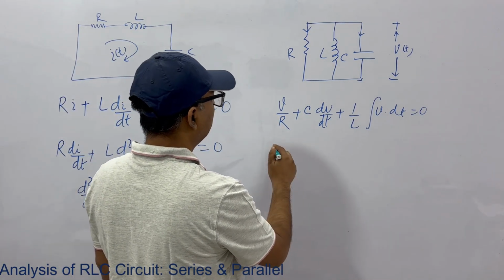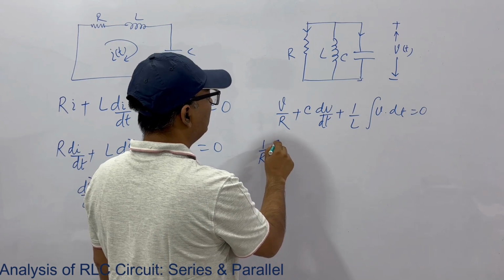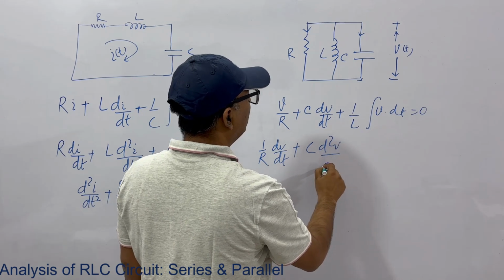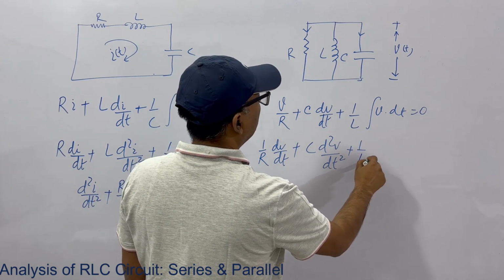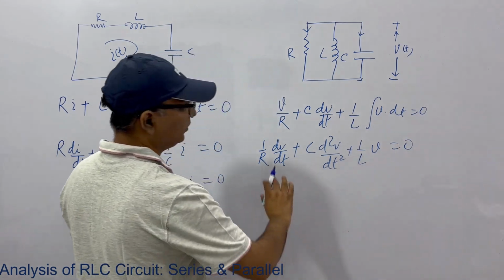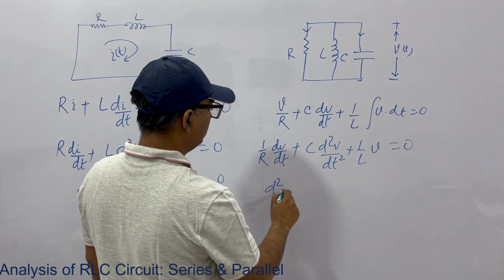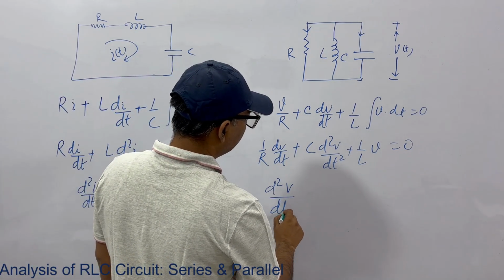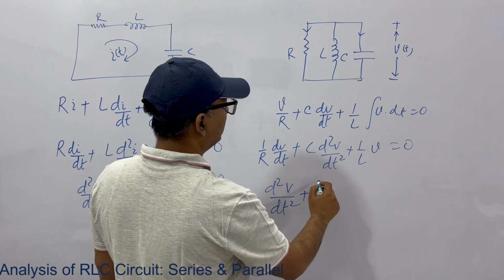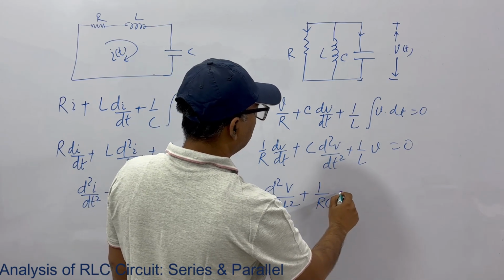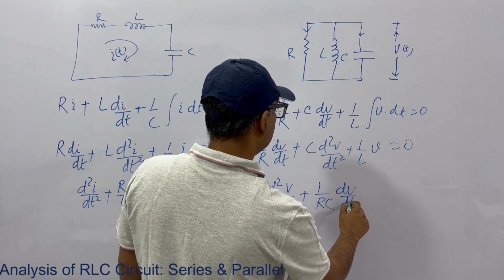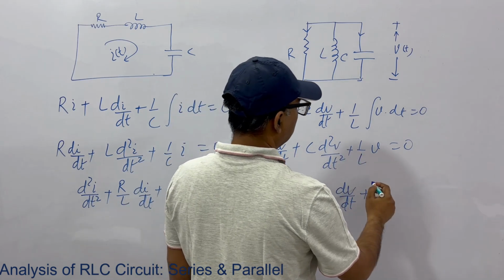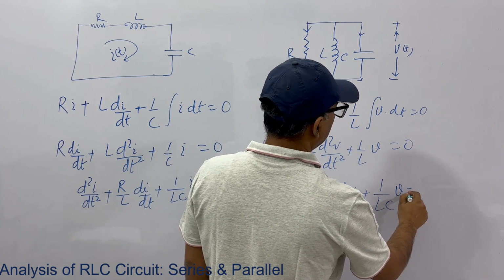Let's take it here. What we'll have? We'll have 1 by R dV by dt plus C d2V by dt2 plus 1 by L V equal to 0. Now rearranging and taking it here, we'll have d2V by dt2 plus 1 by RC dV by dt plus, we have divided by C, so 1 by LC V equal to 0.